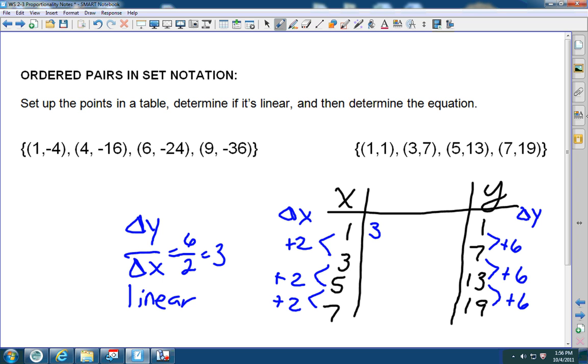So I have 3 times 1. Okay, so you multiply those together. And what do you have to do to get 1? I have to subtract 2. My equation is y equals 3x minus 2. Because there is a minus 2, it is non-proportional.